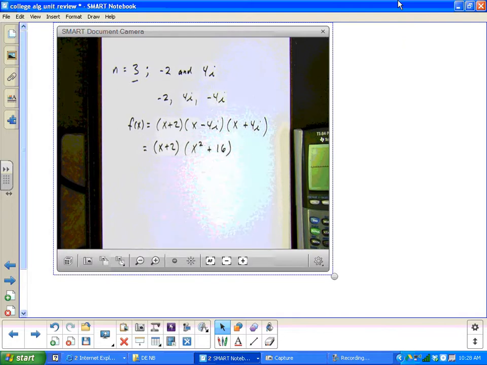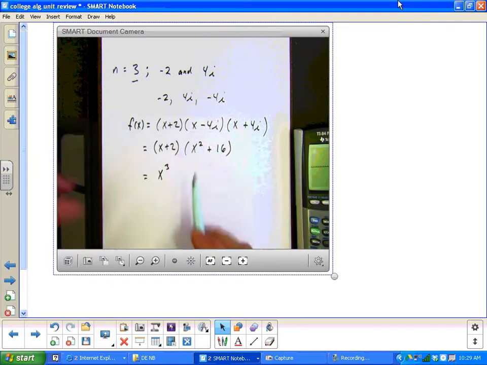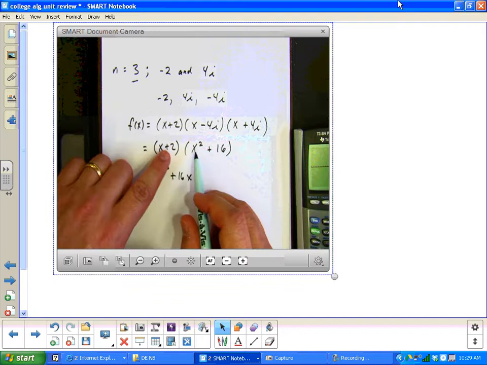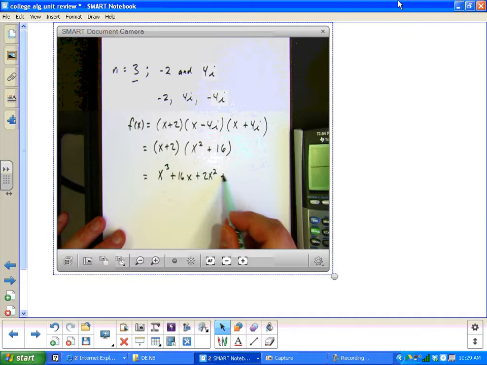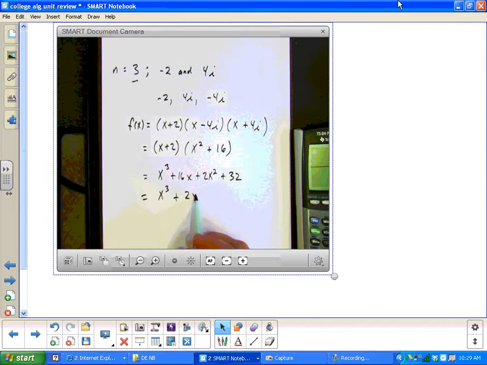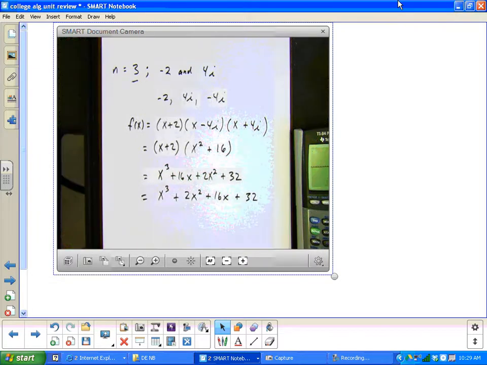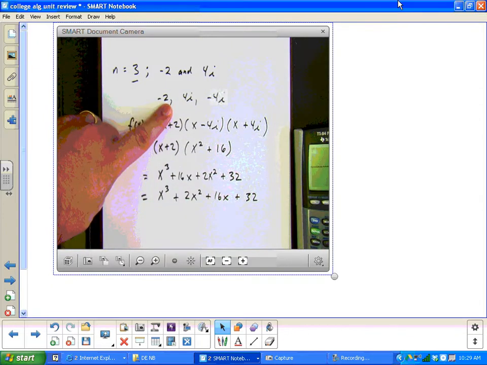All right, y'all need to see the step in between? No? Okay. Now, let's just multiply this out. That would give me x cubed plus 16x plus 2x squared plus 32. Now I'm just going to put it in standard form. So x cubed plus 2x squared plus 16x plus 32. When I throw it in my graphing calculator, I'm not going to do it this time, but we should see the graph cross at negative 2, and that's it.